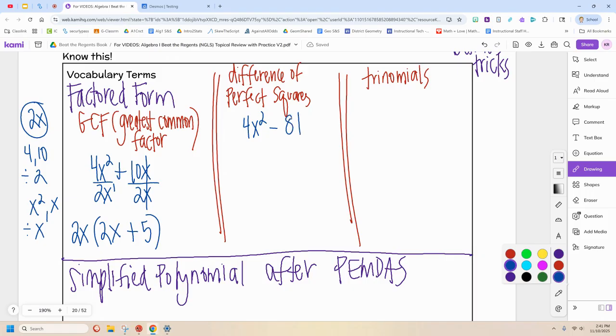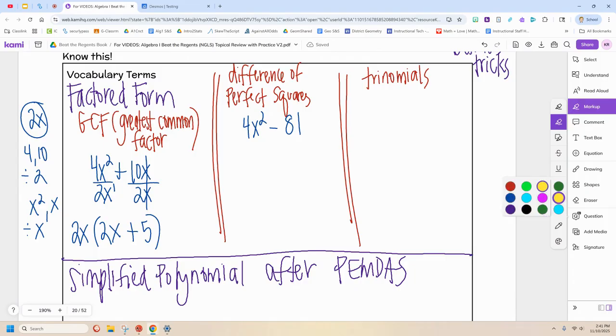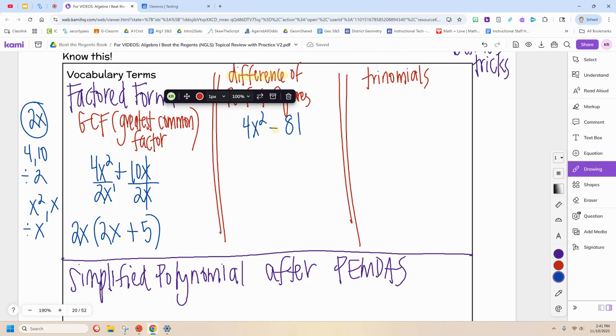Okay, so the first thing is, this is a subtraction problem, and that's the word difference. But the other thing is understanding that both 4 and 81 are perfect squares, and x squared is a perfect square. If I take the square root of 4x squared, I'm going to get 2x. And if I take the square root of 81, I'm going to get 9.